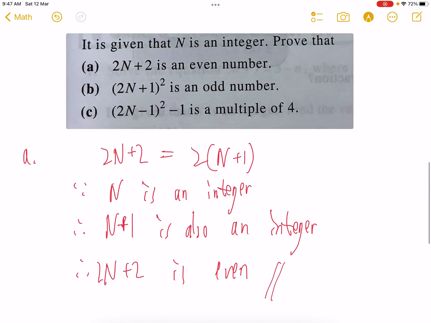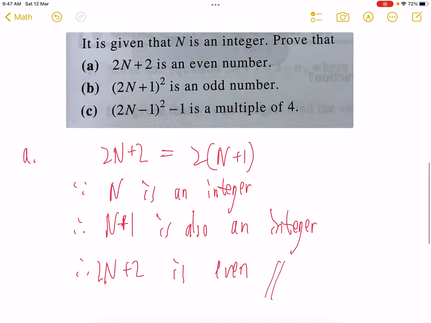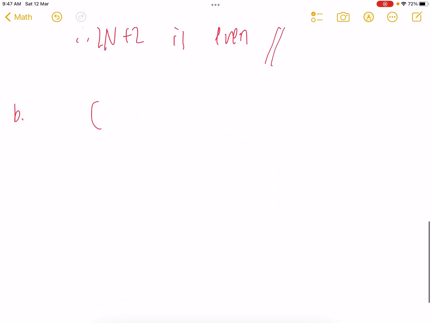Part B. Let's hope the video is not too long. Part B. Prove that 2n plus 1 squared is an odd number. So it's an odd number. That means it is not divisible by 2. Okay, so let's do it quickly. I hope you can follow.